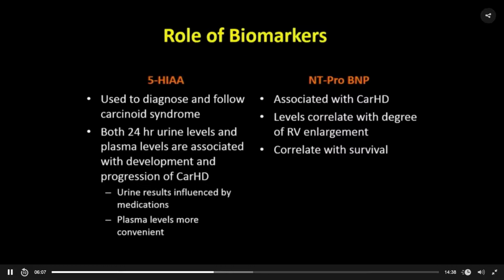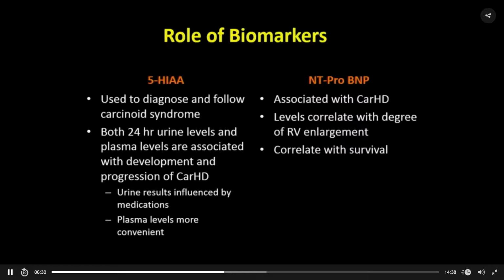The urine collection is a 24-hour urine, so it's a little cumbersome, and the results can be influenced by medications that can cause either false positives or false negatives, so one needs to be aware of that. The plasma levels are more convenient, and in a recent expert consensus document, it was recommended that they could be used in place of the urinary levels whenever available.